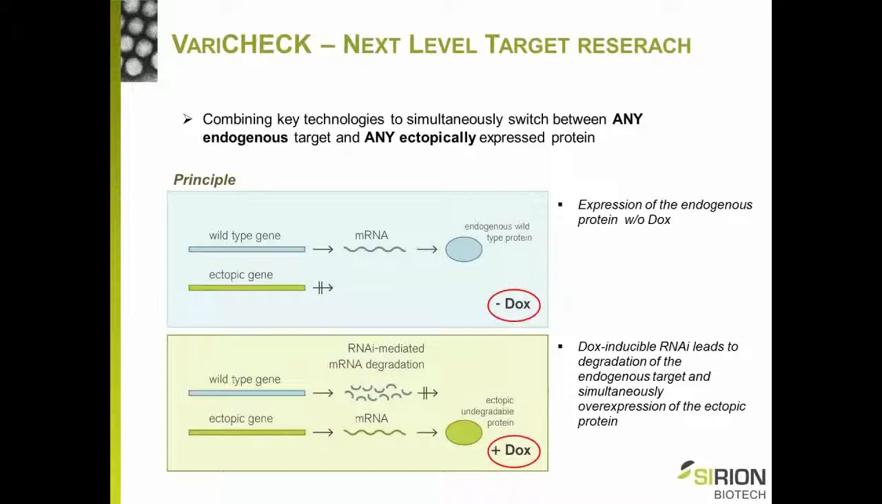It's a schematic representation of what I explained. So without doxycycline, you basically only have the wild-type gene expressed. If you add doxycycline, you have the wild-type gene which is degraded by RNAi, and then you have an mRNA expressed which then is not degraded or which then represents a protein variant.